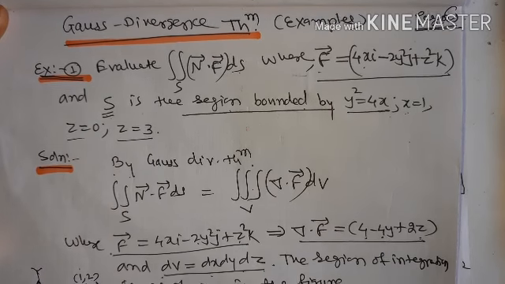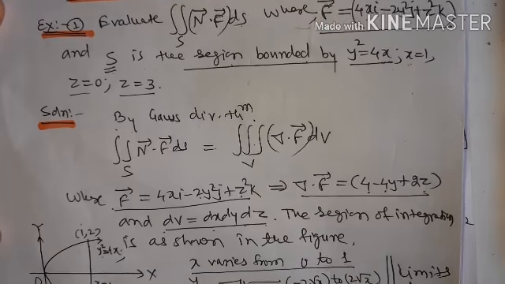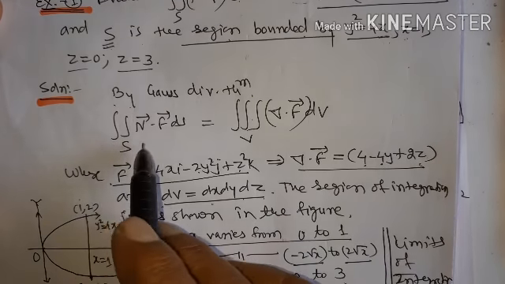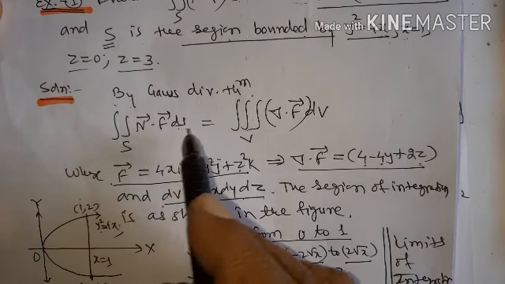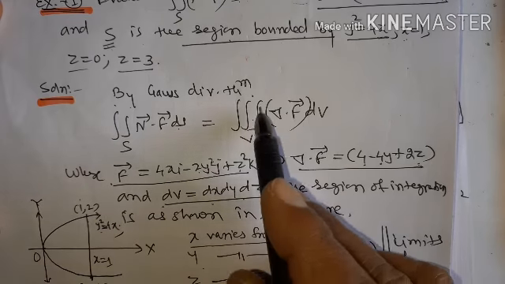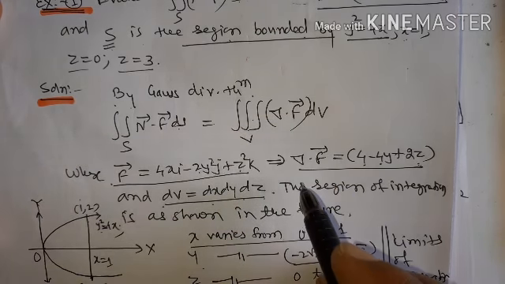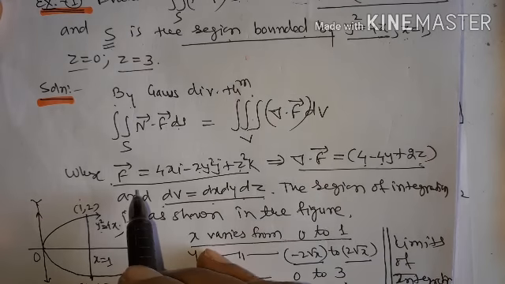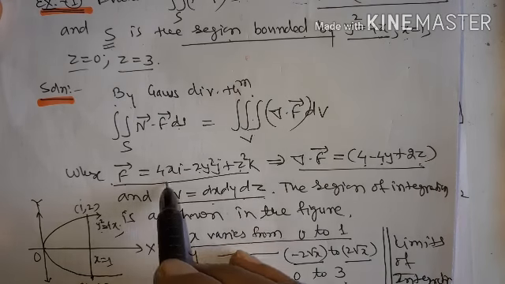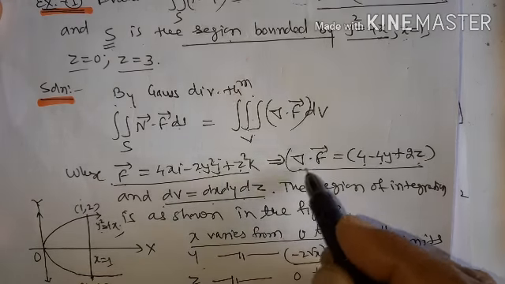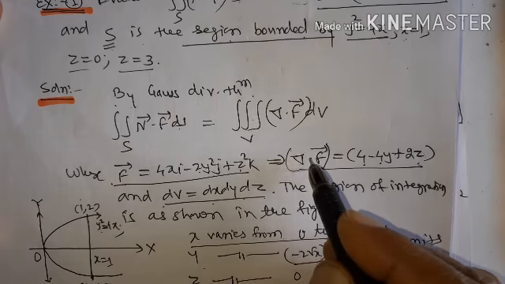Now according to the Gauss divergence theorem, we can write this surface integral of n bar dot F bar dS as equal to the volume integral of the divergence of F bar dV. What is given to us? F bar is given, so we can find del dot F bar, the divergence of F bar.